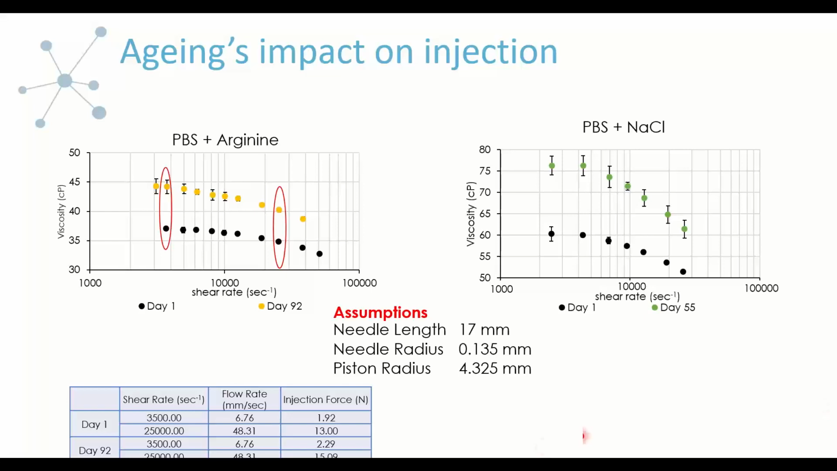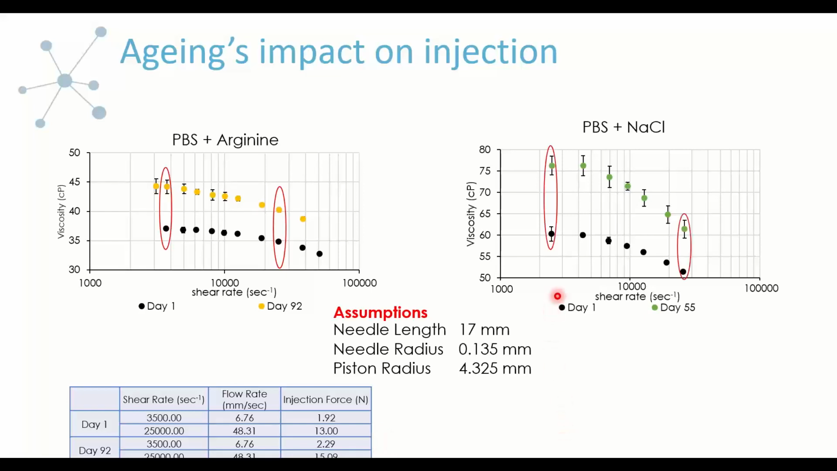And so this corresponds, the 1.89 to 2.3, that corresponds to about a 19% increase in injection force, and then this 13 to 15.1 corresponds to about a 16% increase in injection force over the course of 92 days.